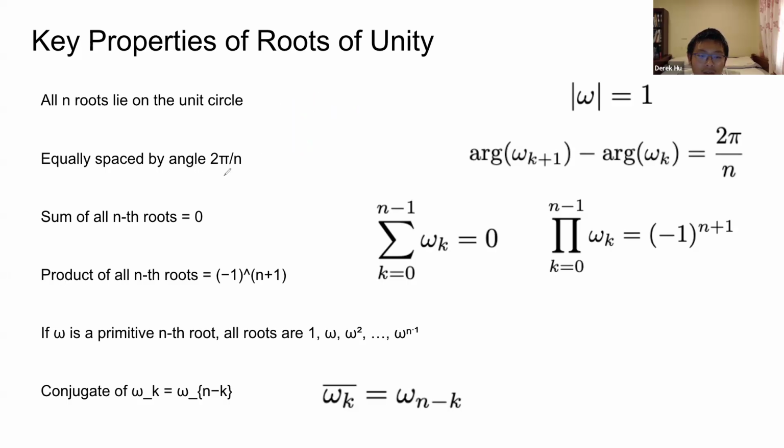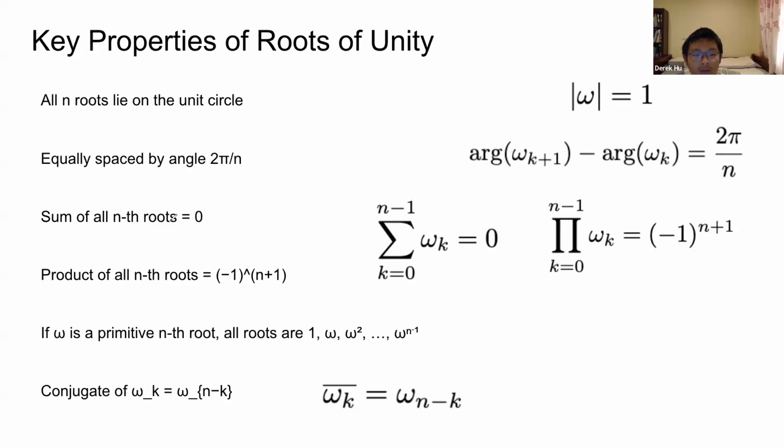And these are also all equally spaced by the angle 2 pi over n. We saw a demonstration of that earlier with the circle. And it's also a fact of how it's formed. 2 pi is a full circle, and then we just add more full circles, and then divide by n because it's the nth root of unity.